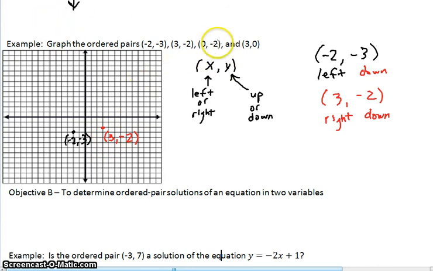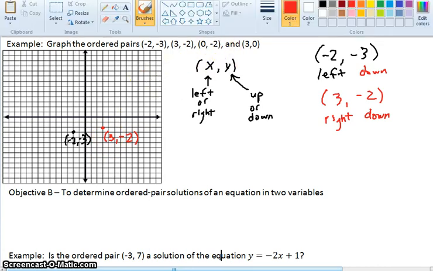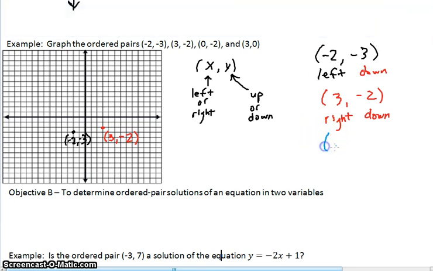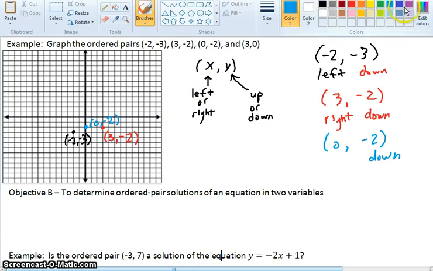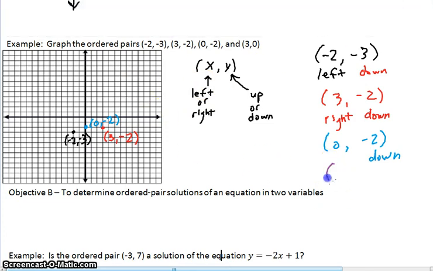We do the same thing for this one here. If I'm going to graph this other one, 0 means I'm not going left or right at all. This means, again, we're going down. So I'm going to go just down 2 units, and there is my point, 0, -2. And my final point is just 3, 0. This means I'm just going to the right. So I'm going to go right 3, and there's my point right there, 3, 0. So graphing ordered pairs just means which direction you're going to go. Okay?